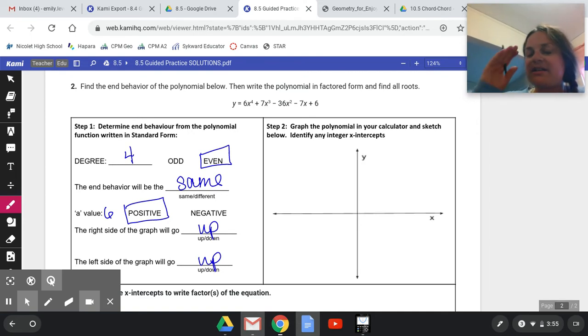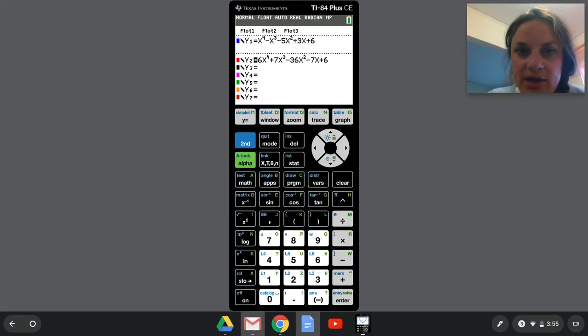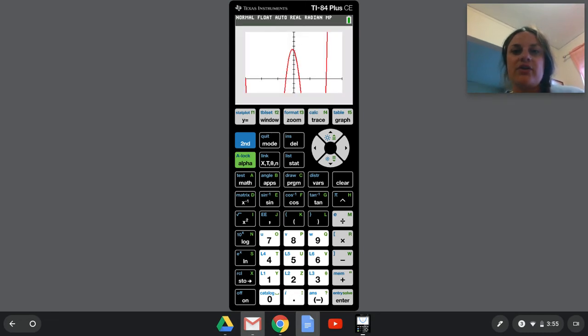That's positive, which means my right side is going to go up. Since they're going in the same way, both of them are going up. Okay, so once again, I have already entered this equation into my calculator. Now I had changed my window when I was looking at that first polynomial. So let's take a look at what it looks like. With the window that I had set, this is what I get. And that doesn't really work for me, right? That's not what I want.